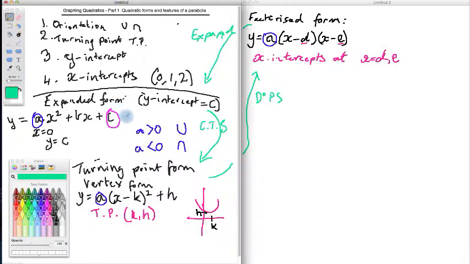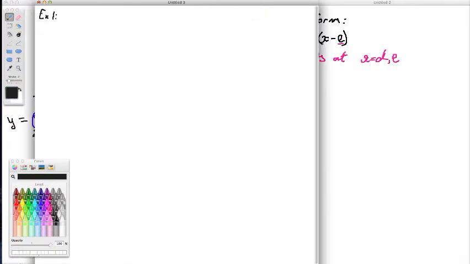So to be able to plot a parabola, all you need to do is be able to go between these three different forms and put all of these different points in. So perhaps I'll do an example of that now. Okay, so let's do an example of this. Let's plot y equals x squared plus 4x minus 3. Okay, x squared plus 4x minus 3.